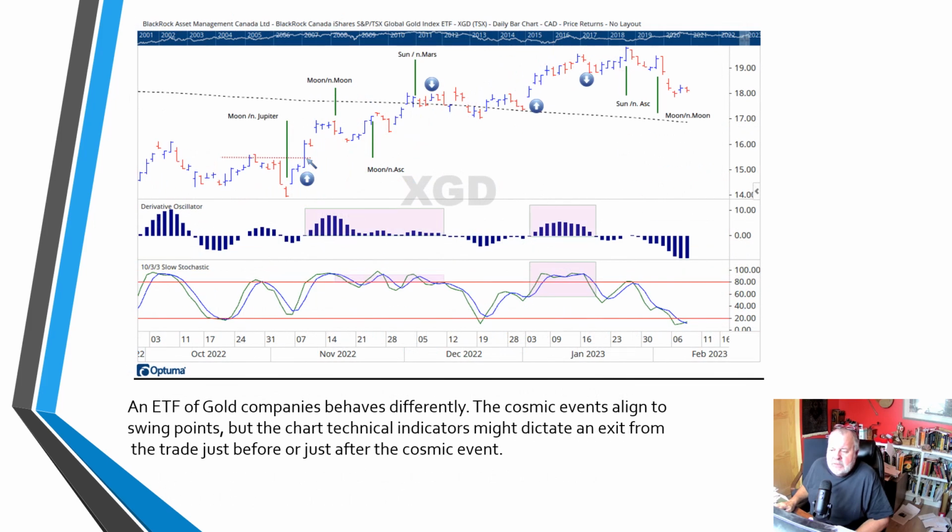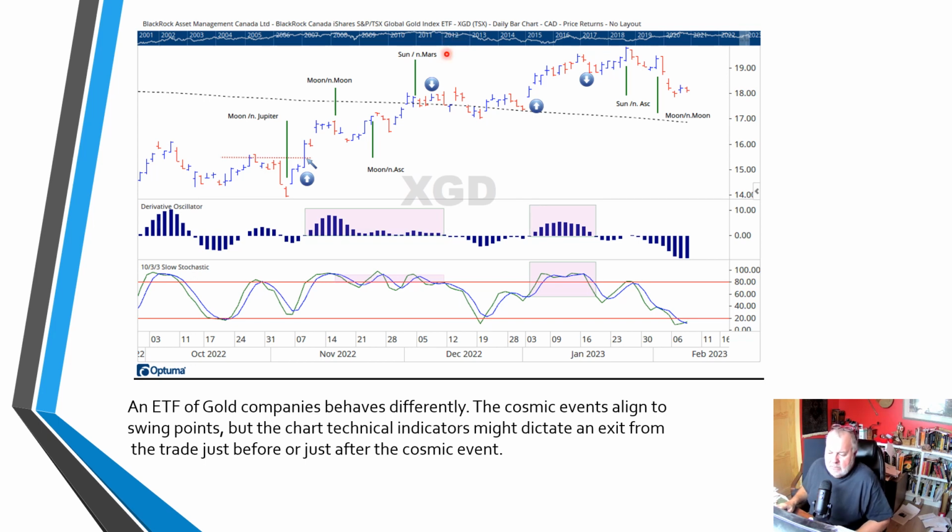All right, this is the one that I typically will trade. It's managed by BlackRock. It trades in Canada on the Toronto Stock Exchange. The ticker symbol is XGD. XGD is basically a basket of large gold mining companies. Some of them could be located with projects in South America. Some of them might have projects in Nevada. Some of them might have projects in Greece, in Turkey, in various parts of the world.